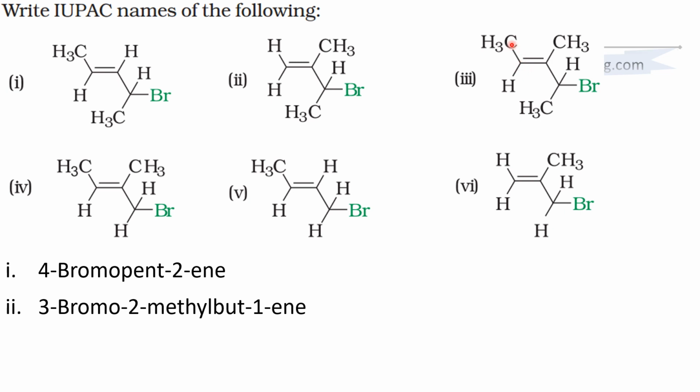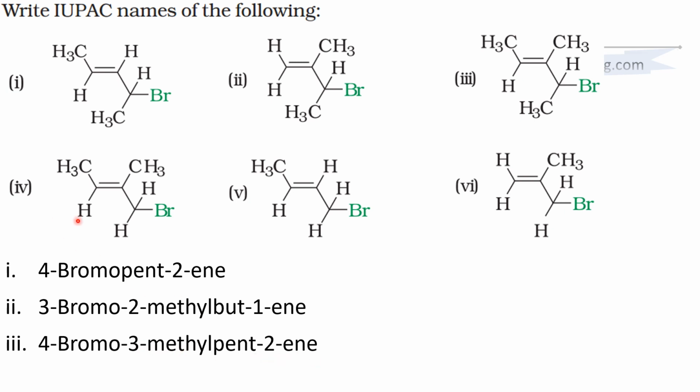And what is the parent? 1, 2, 3, 4, 5. Pentene. And in which carbon do we have the double bond? It is in the second carbon. So it will be pent-2-ene. Pent-2-ene. And in pentene, on the fourth carbon atom I have bromine, and on the third carbon atom I have a methyl group. So what will be that? 4-bromo-3-methylpent-2-ene. So let's see, 4-bromo-3-methylpent-2-ene.